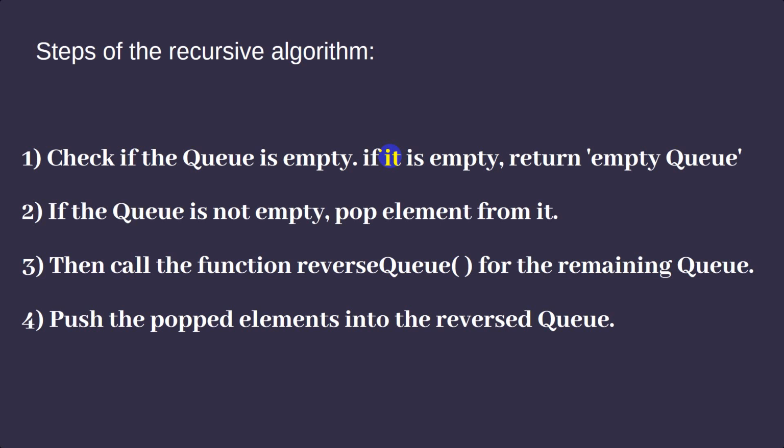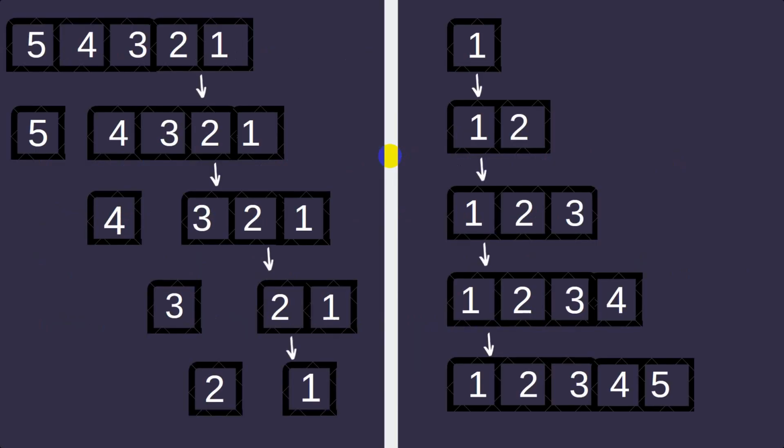So after all the elements are popped out until the queue is empty, the elements that are popped out will be pushed into a new queue, which will be the reverse of the initial queue. So let's see how it is done with the illustration. So the example I have taken here is 5, 4, 3, 2 and 1. So first what we are doing is we are checking if the queue is empty.